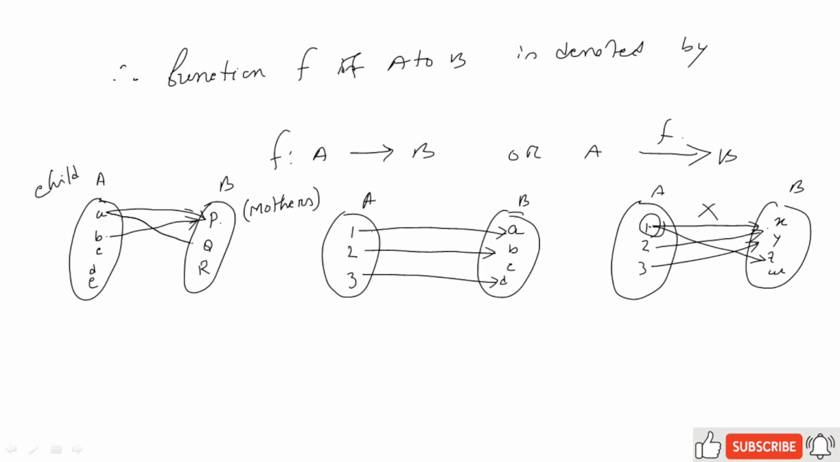That means a mother is always a unique person. A person cannot have two mothers. Two biological mothers cannot make a single child. Any mother can give birth to 1, 2, 3, 4 children, but two mothers cannot give birth to the same child. So what I want to tell you is that this is not a function.